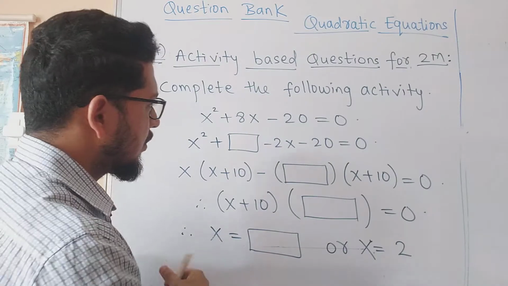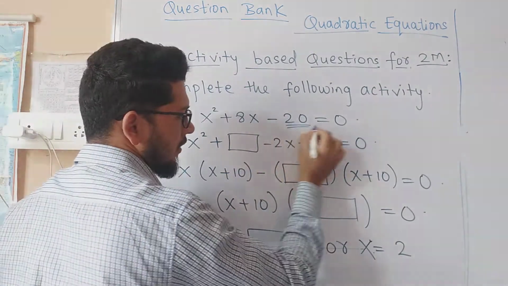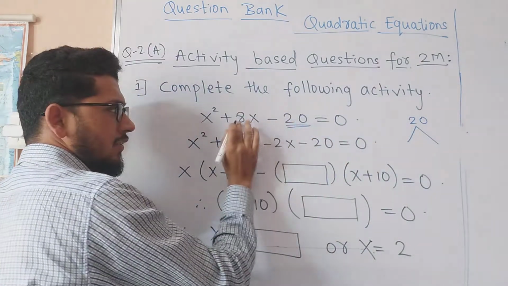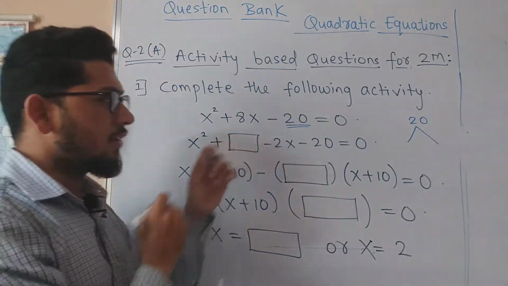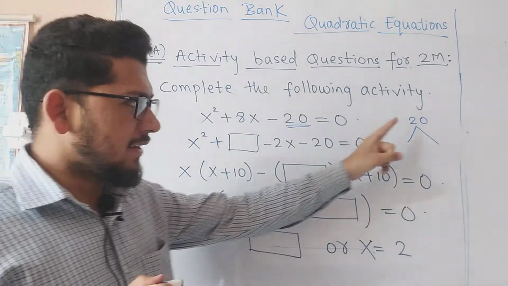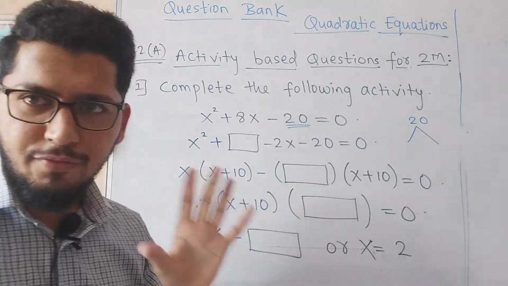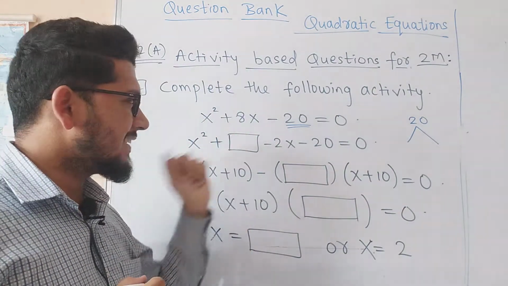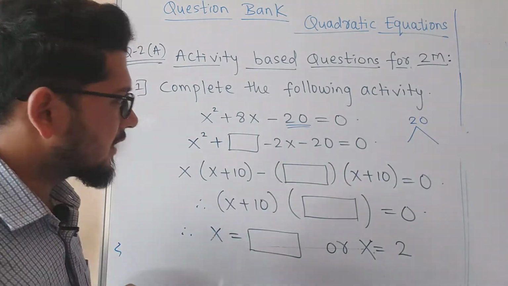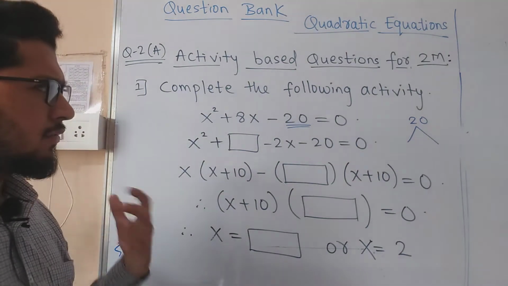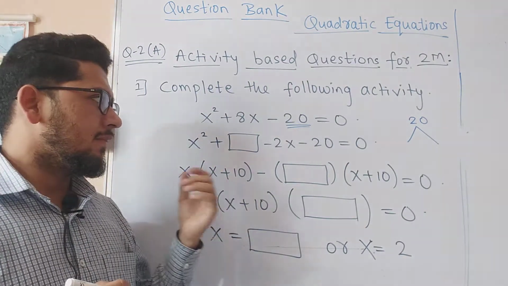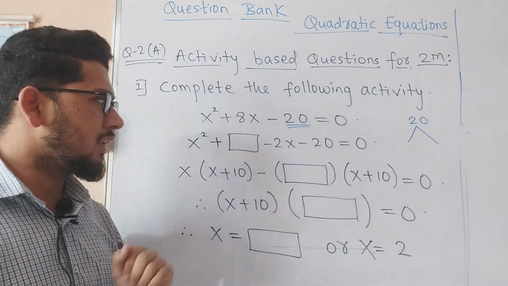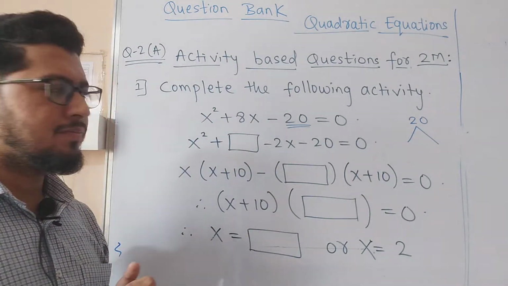How will we fill it? First we write 20. We have to find factors of 20 whose multiplication gives 20 and whose subtraction gives 8. Take such factors of 20. Which factors will these be? The product should be 20 and the difference should be 8. Tell me.